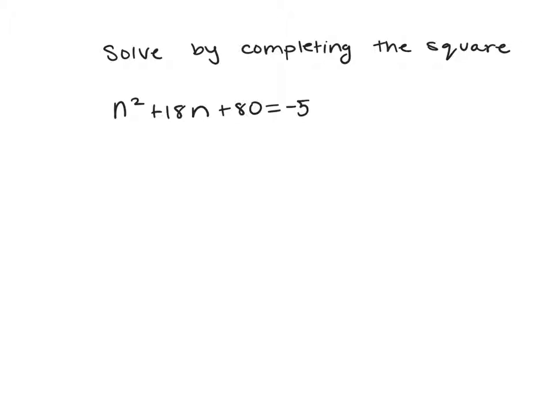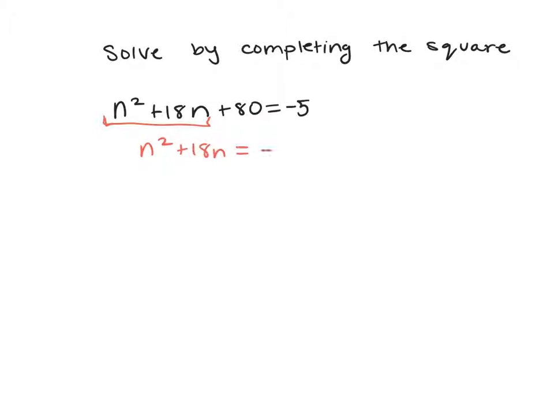Okay, so next we have solve by completing the square. We know that something is a good candidate for completing the square when we have an a value of 1 and we have an even b. If we have those 2 things, completing the square is a good method. So I'm going to start by getting this part by itself. I'm going to subtract the 80.